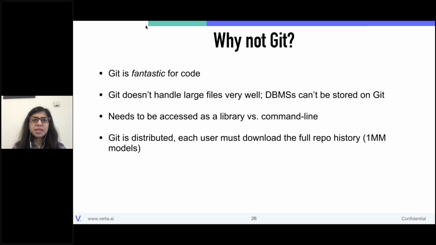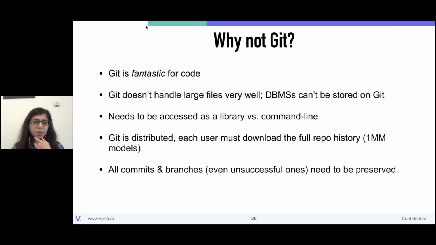The next one is Git is a distributed version control system, which means anyone who downloads a repo needs to get all of its history. Now imagine doing that when you've built 1 million models in your company. That's just a lot more challenging when you expect multiple people to be collaborating on the same project.